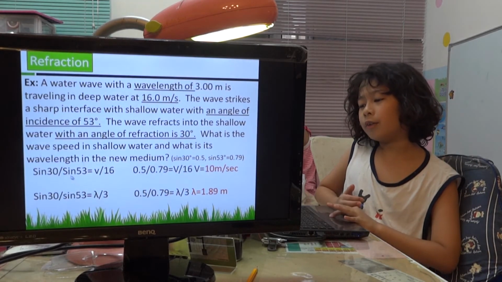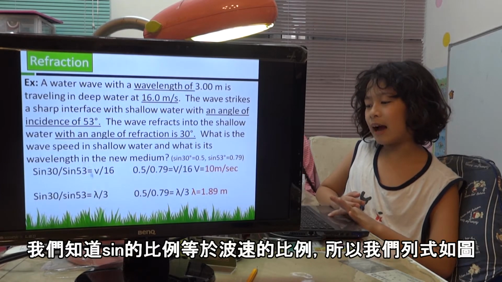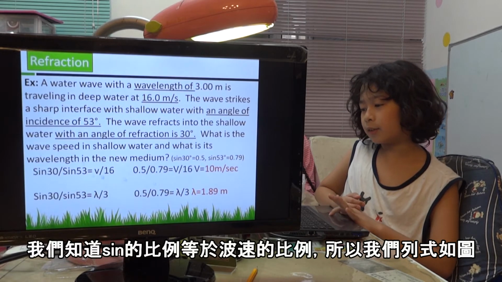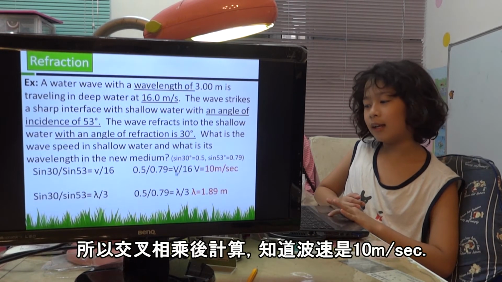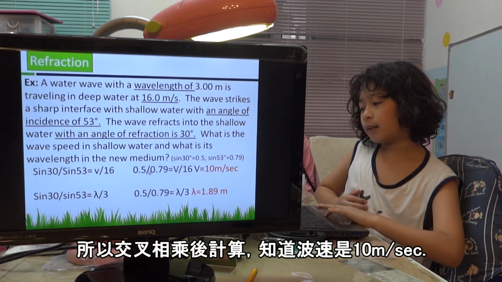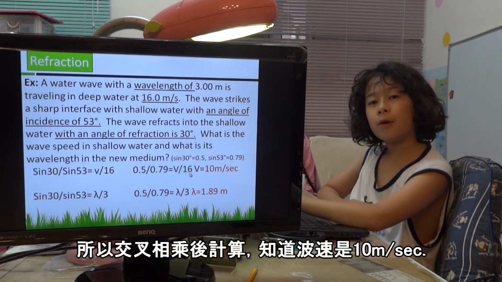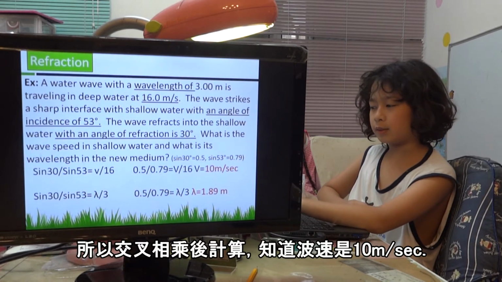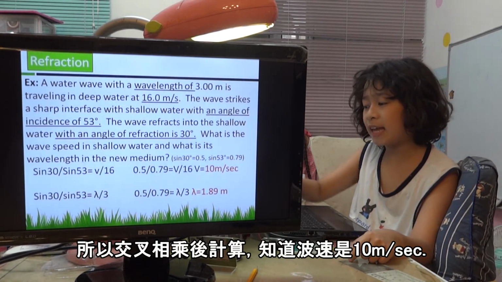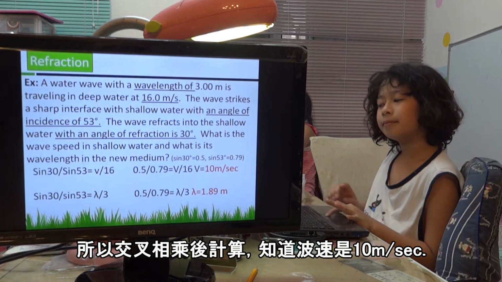So we know that sine theta r over sine theta i is equal to their velocity ratio. So this is equal to this because they already tell us, and you can just cross multiply. So 8 is equal to 0.79 v. Well, 0.79 you could just do as 0.8 instead. So you can find the answer is 10. So v is equal to 10. The first answer is 10.